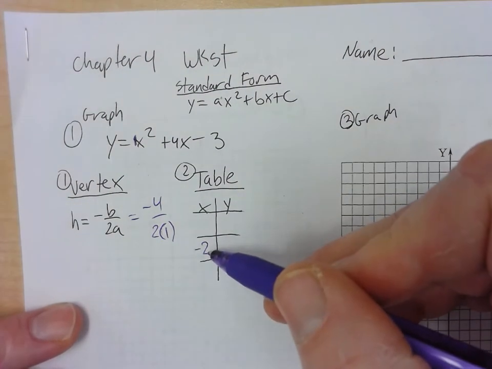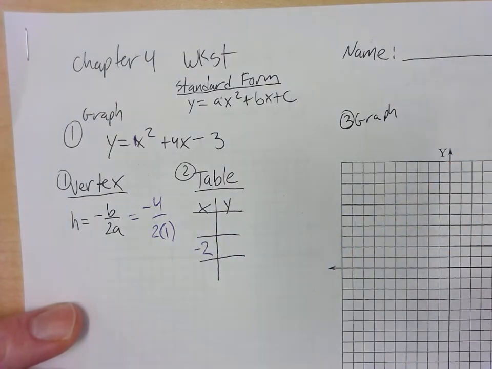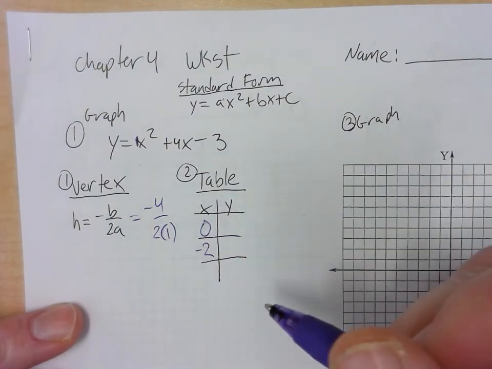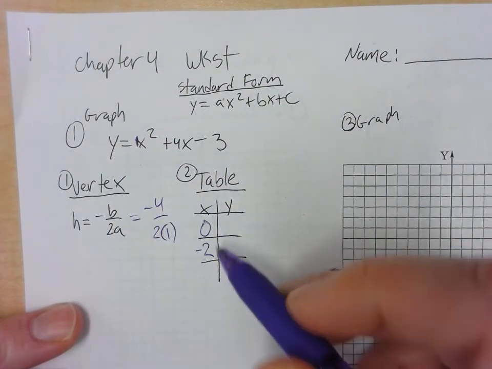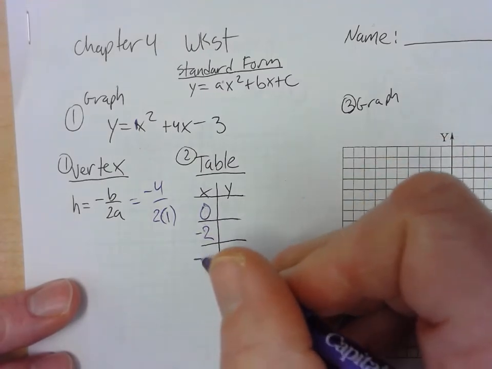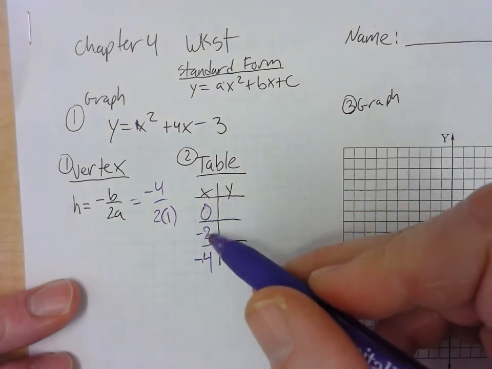The vertex coordinate goes in the center of my table here so I can make my parabola graph. When I can use 0, I always like to, because it's easy to plug in for x. And 2 spaces away from negative 2 would also be negative 4. Parabolas are symmetrical, so we want to space out the points from the center.